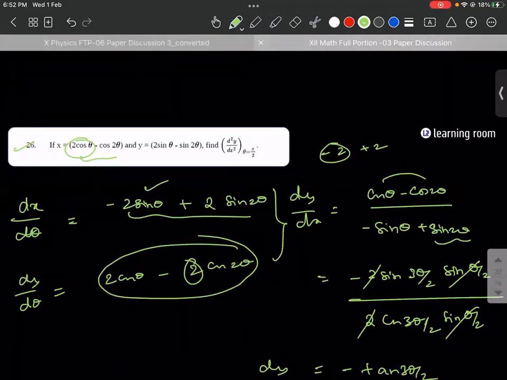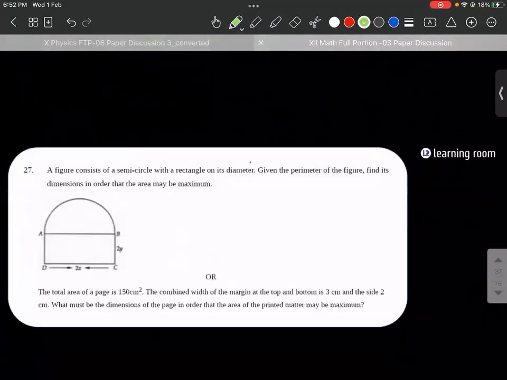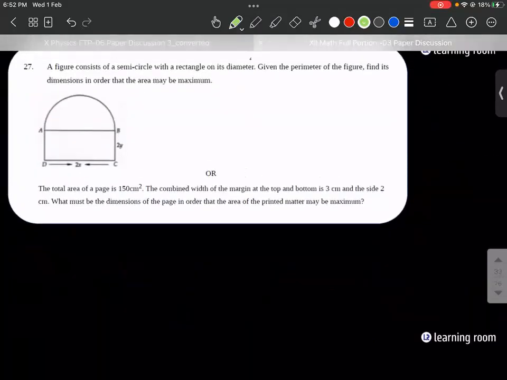So 26th one, Nitish, write it down. 3 by 2 is the answer. It's not minus 3 by 2.